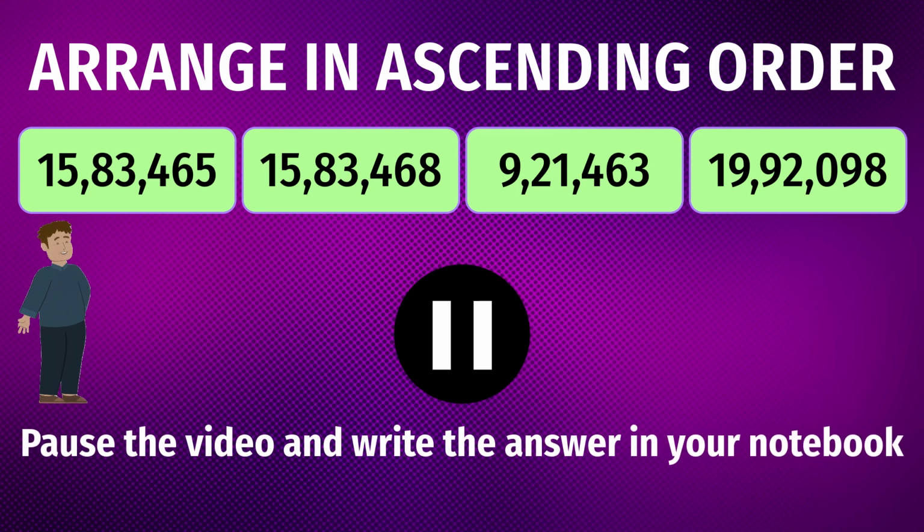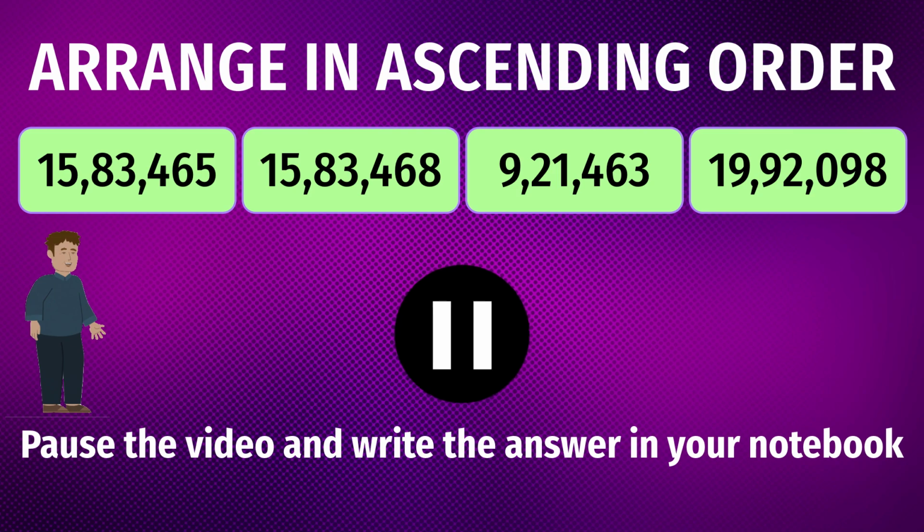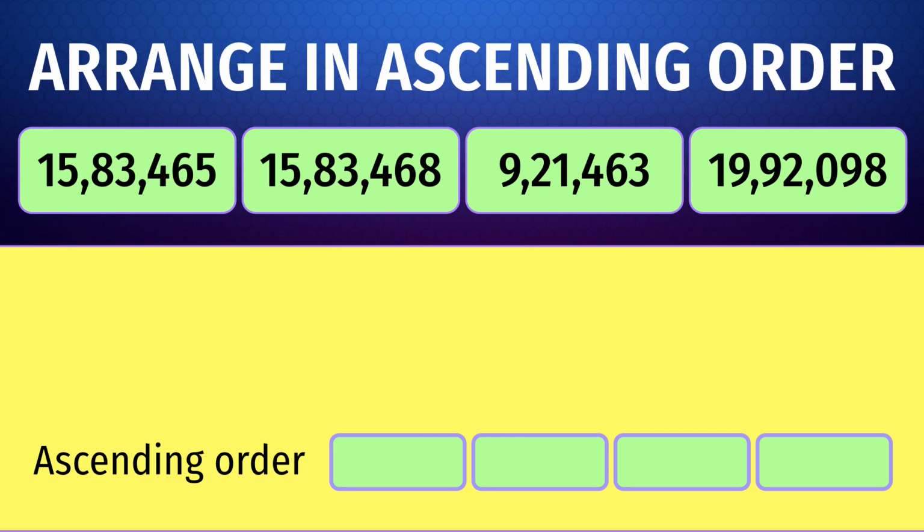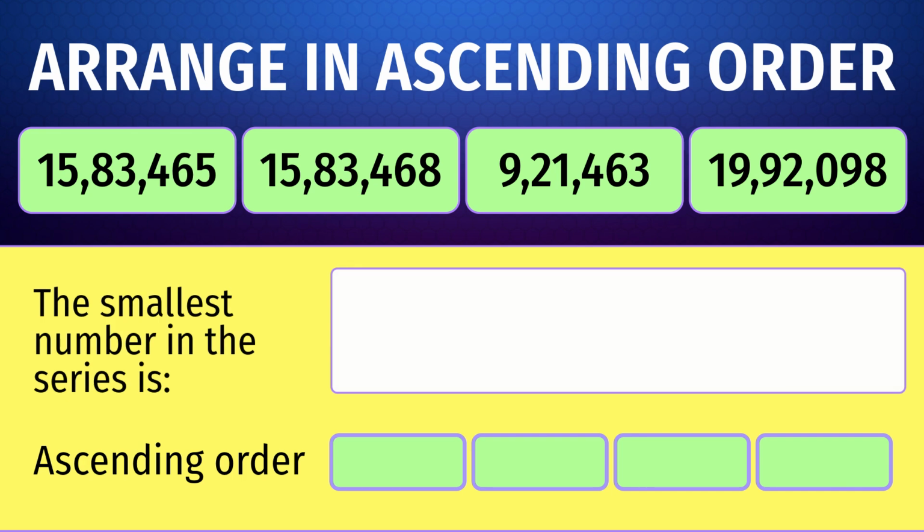Write the following numbers in ascending order. We will give you the answers, but first, pause the video. Do it in your notebook. Now, we have four numbers: 15 lakhs, 15 lakhs, 9 lakhs, and 19 lakhs.